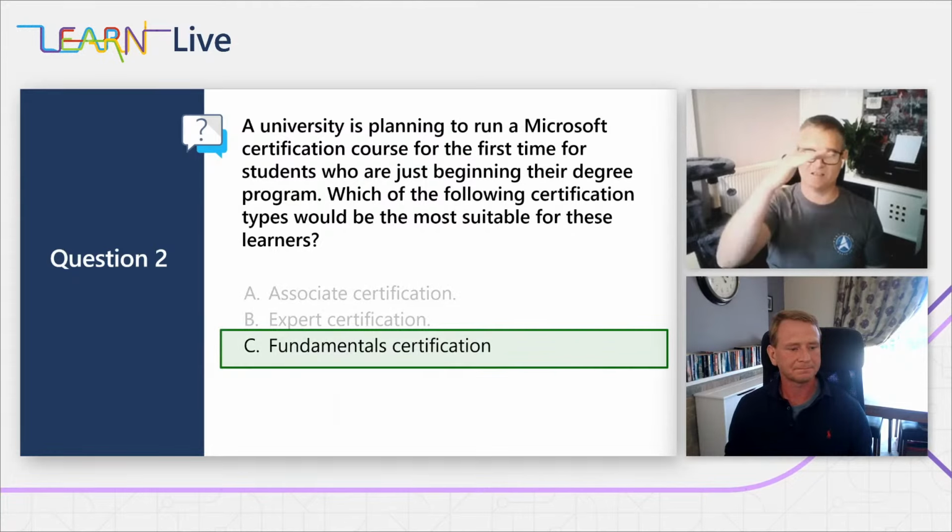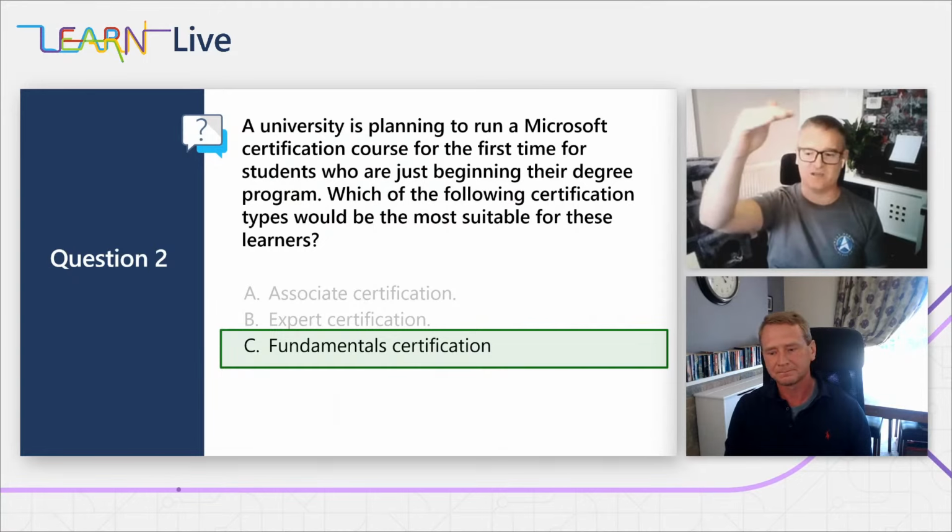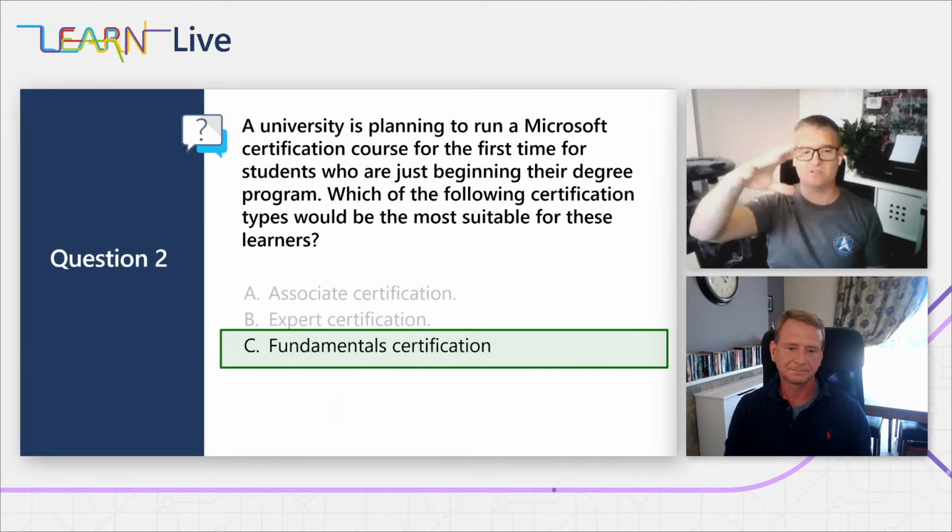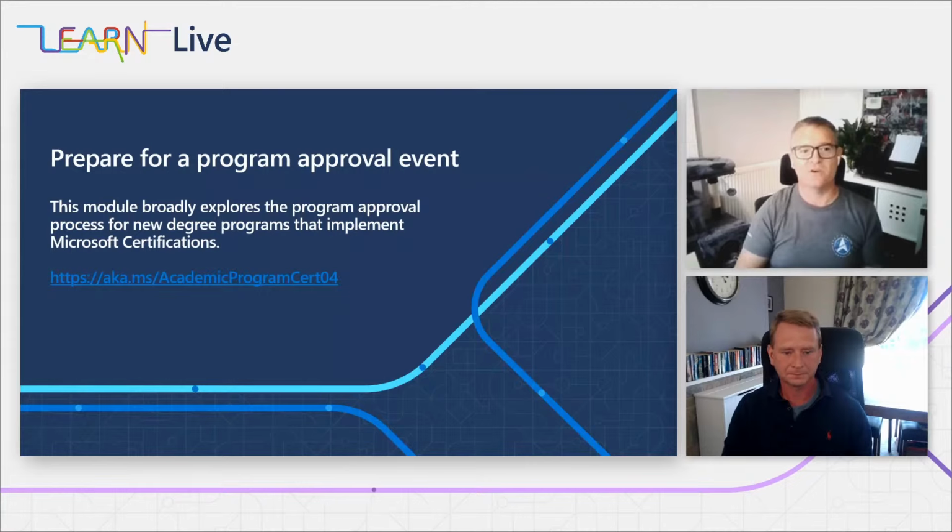So as Derek said, we start off with fundamentals, we then move to associate, and then we move to expert level. So typically we'll be thinking of fundamental and associate level certification alignment within degree programs. So once we've done this process, we now move on to how to prepare the program for an approval event. So this module broadly explores the program approval process for a new degree program that implements Microsoft certification.